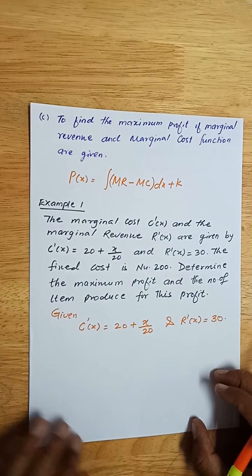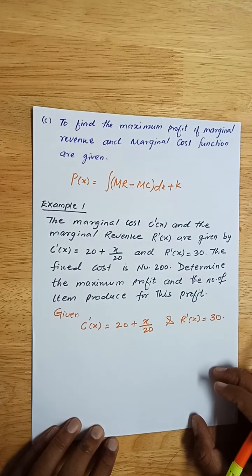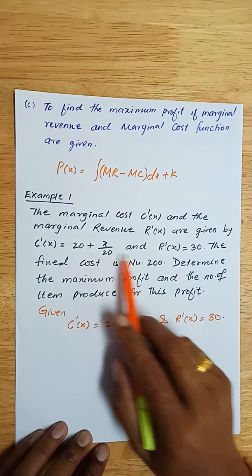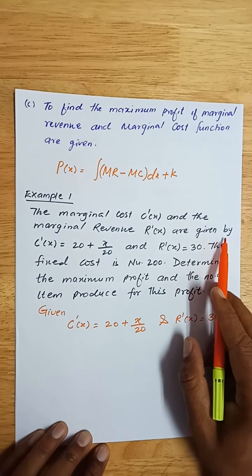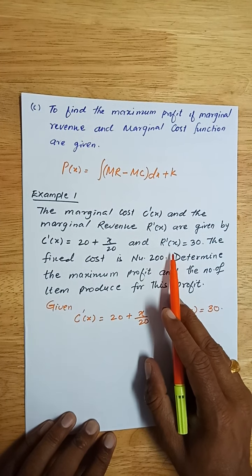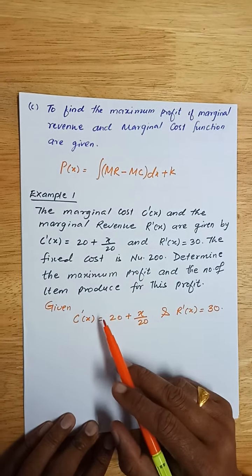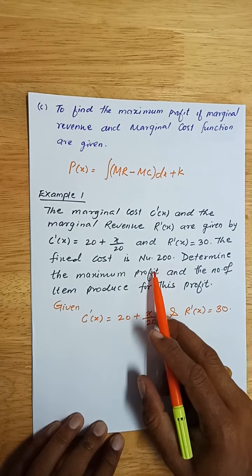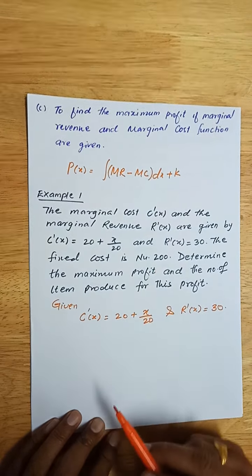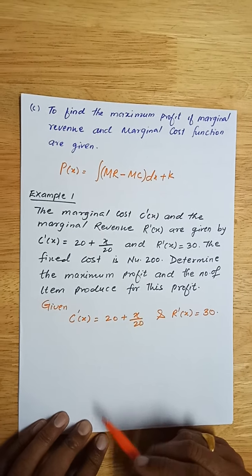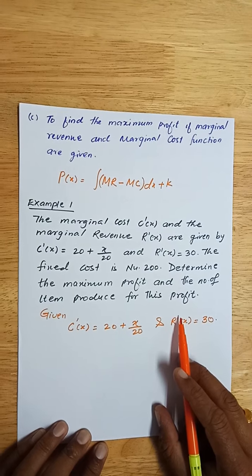So now let's look at the example here. The marginal cost C dash of x and the marginal revenue R dash of x are given by these two functions. So our C dash and R dash are given. C dash means MC and R dash means MR. The fixed cost is rupees 200. Now here the fixed cost is also given. Determine the maximum profit and the number of items produced for this profit.